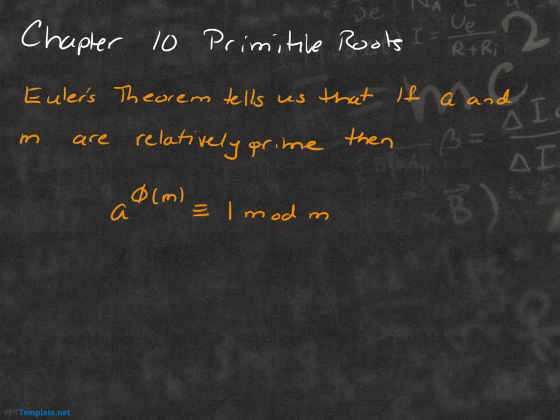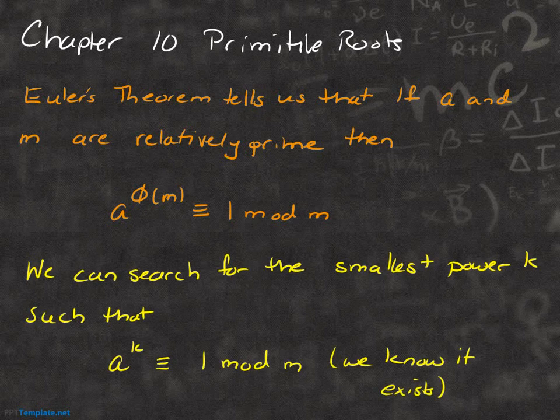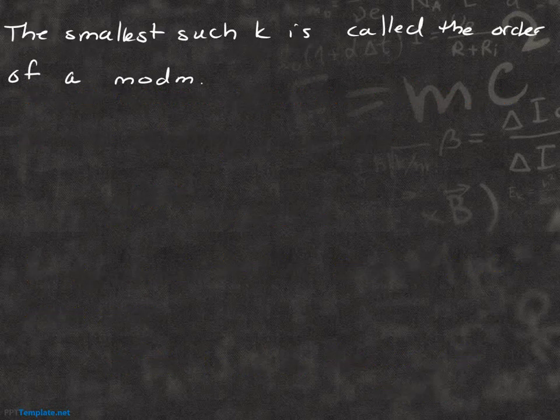So Euler's theorem tells us that if A and M are relatively prime, then I have this relationship, which you already had to memorize for the past exam. What we can search for is the smallest power K, so that A to the K is really 1, mod M. That smallest such K, that's called the order of A mod M.